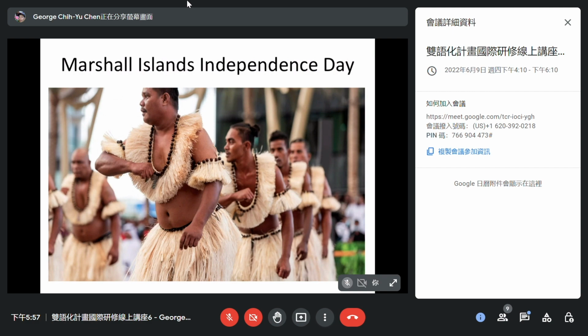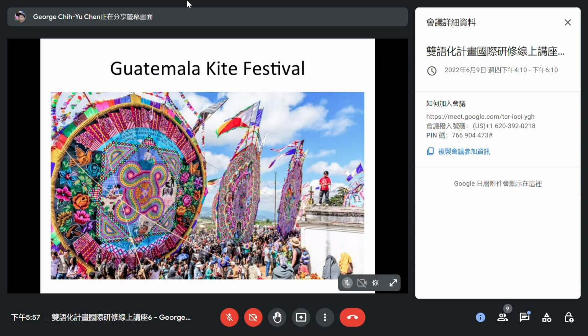Next, we'll go to Guatemala. And this is a Guatemala Kite Festival. And this festival has association with the Day of the Dead in Mexico, because Guatemala Kite Festival is celebrated on November 1st, like the Day of the Dead in Mexico.